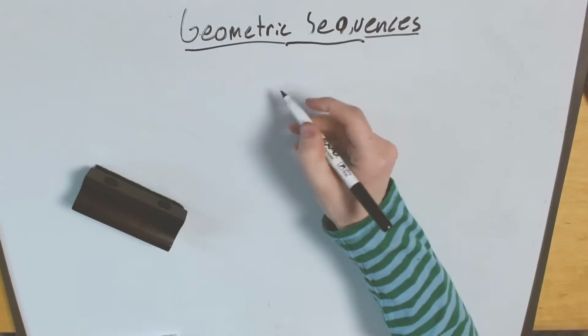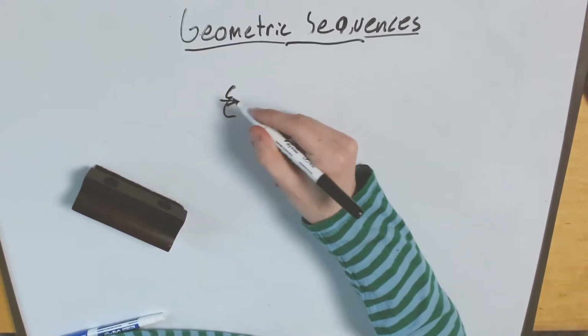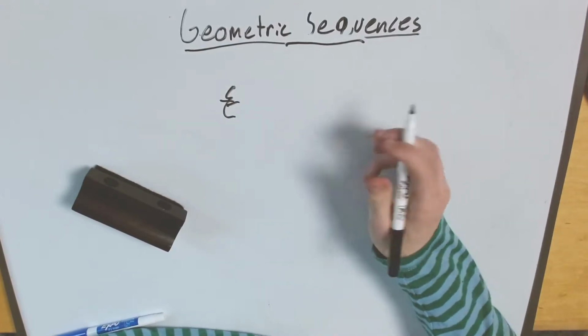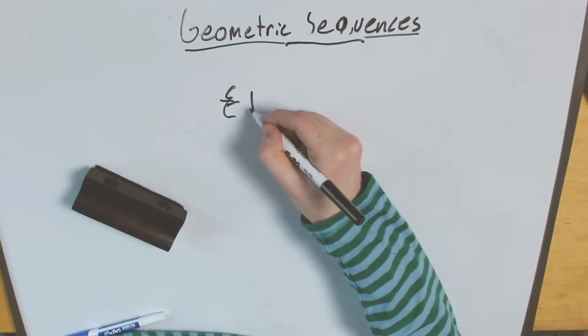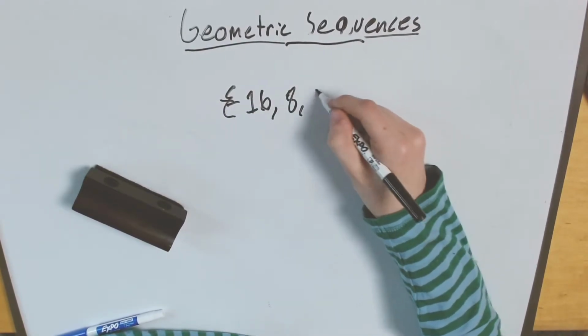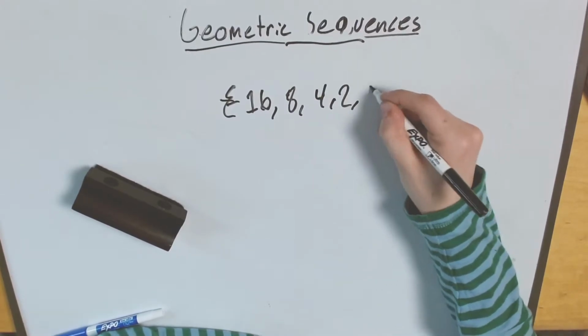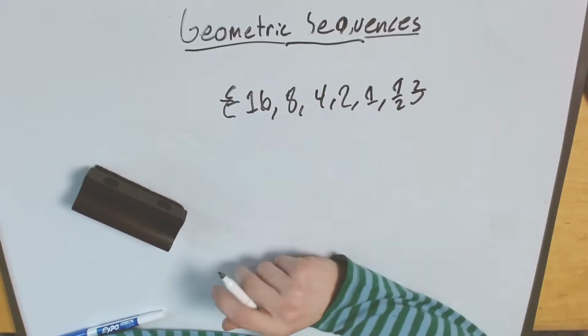So we know standard sequences are just collections of values, right? But what makes a geometric sequence a geometric sequence? I'll start with an example. Say we have something like 16, 8, 4, 2, 1, 1/2, and that's that.